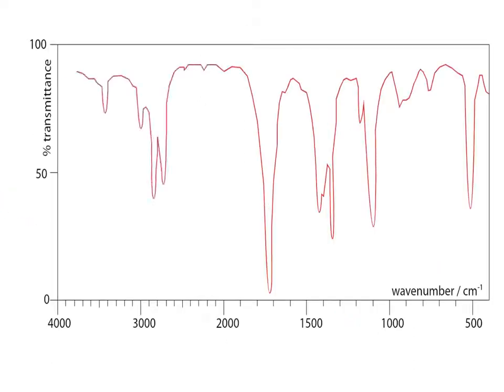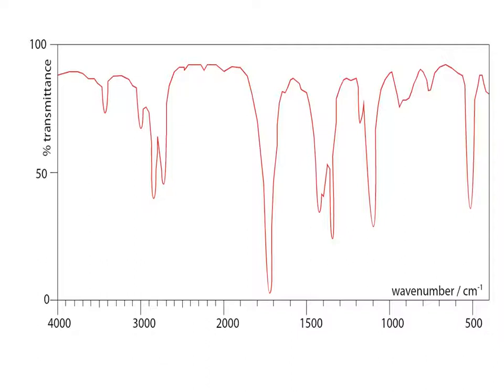A spectrum is then produced, where the wave number in cm^-1 is plotted along the x-axis, and the detector response, or percentage transmittance, is plotted along the y-axis. The peaks within the spectrum show where the bonds within the molecule have absorbed infrared radiation.